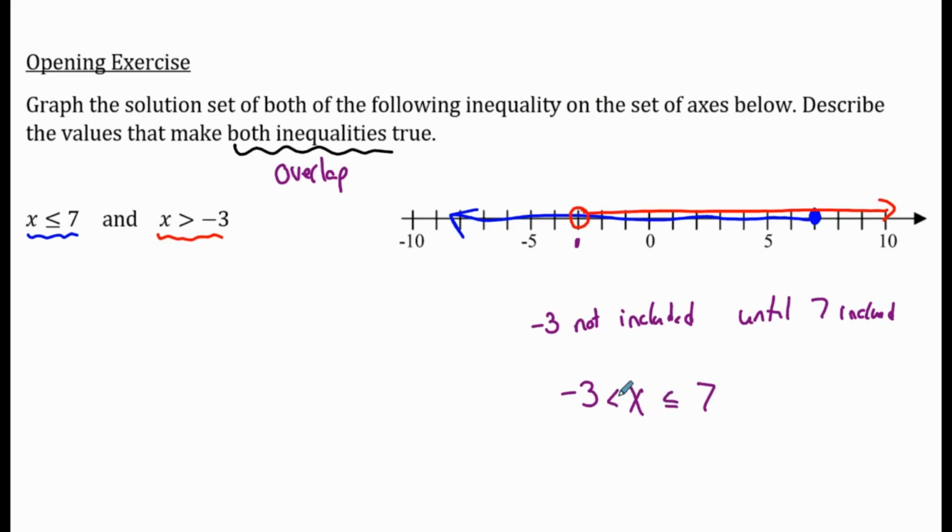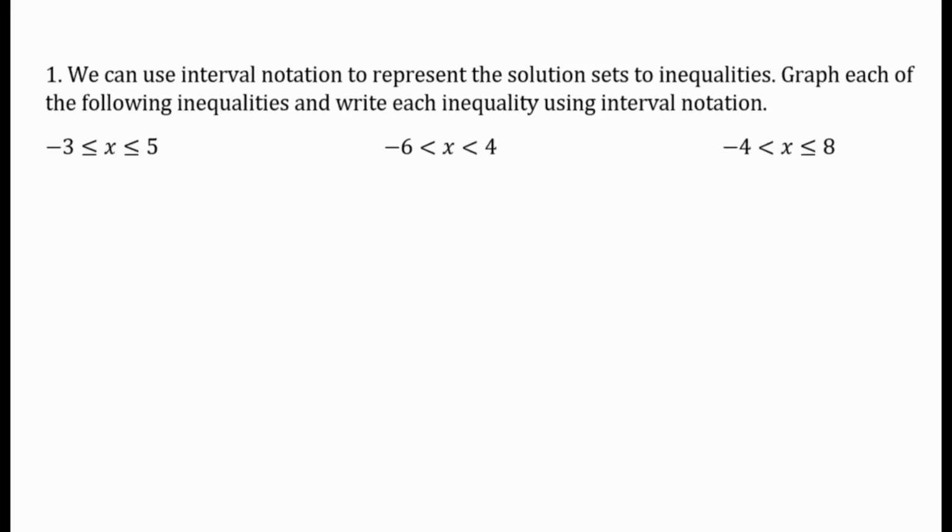So it's always less than signs that you use here. X is bigger than negative 3, while x is less than or equal to 7. So it's from negative 3 all the way until 7. It's that purple overlap region there. Negative 3 is not included, but 7 is. So we can use interval notation to represent the solution sets to inequalities.